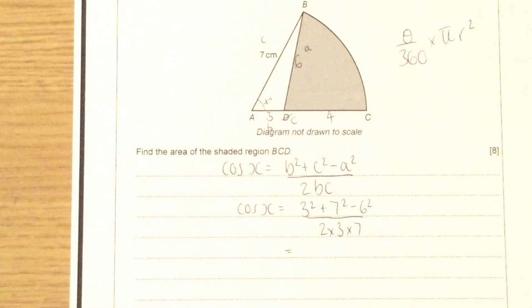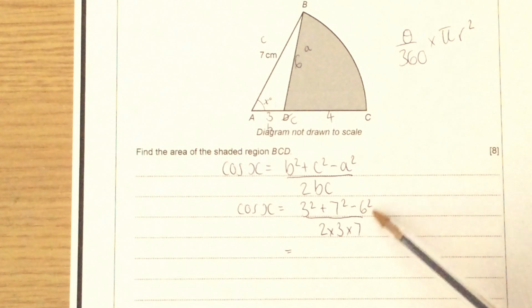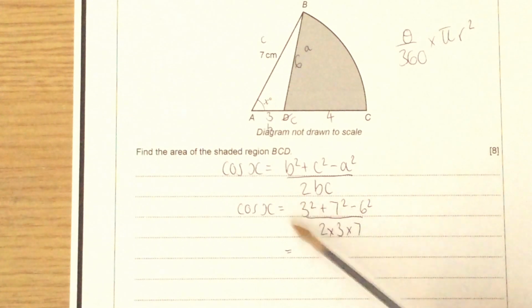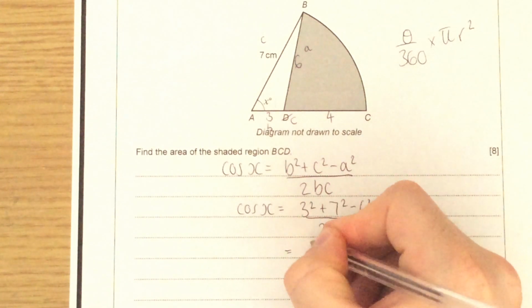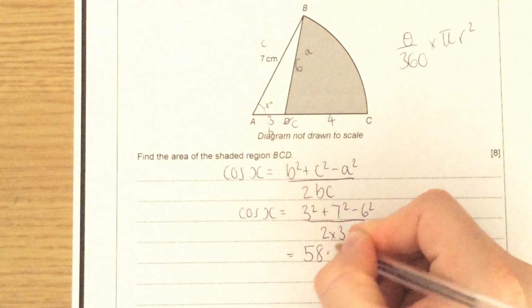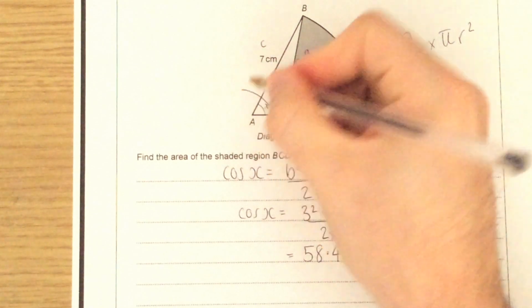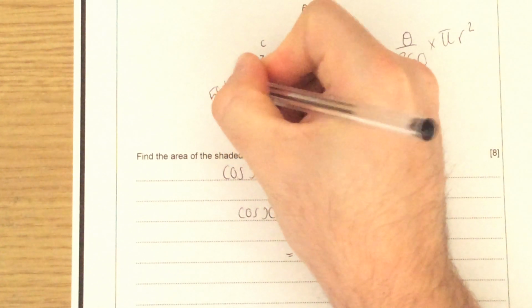Type that in your calculator. Be careful with your calculator. Remember, if you've got a good calculator, you can probably put it in just using the fraction button. Otherwise, you're going to have to put brackets in. And remember to do shift cos at the end to find the actual angle. So the angle comes out as 58.4 degrees. So I now know that in there is 58.4 degrees.